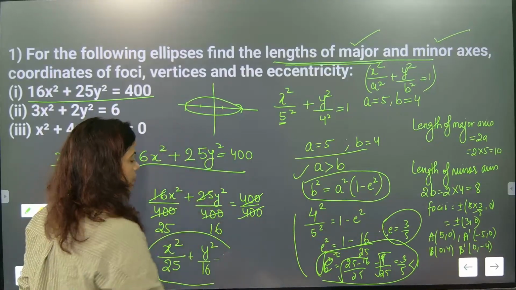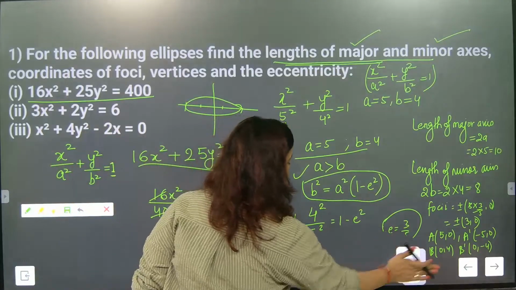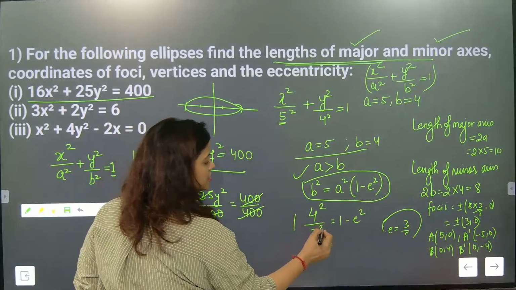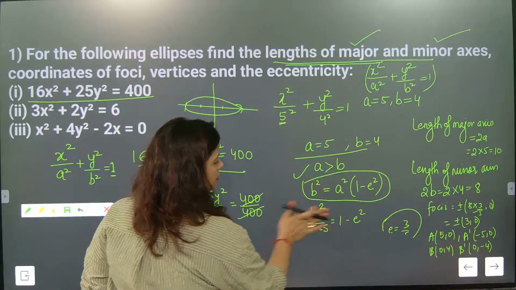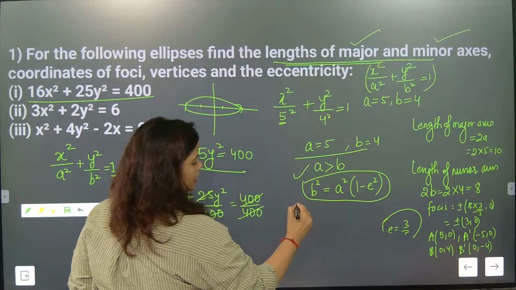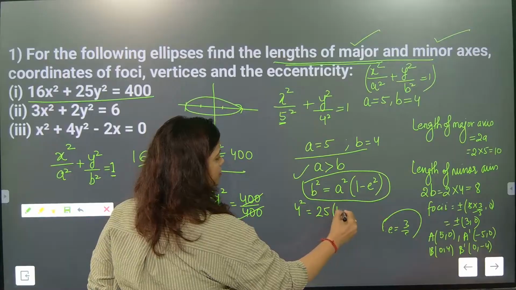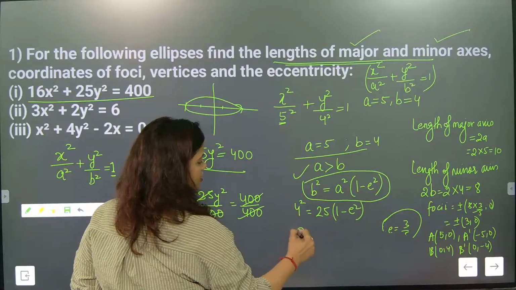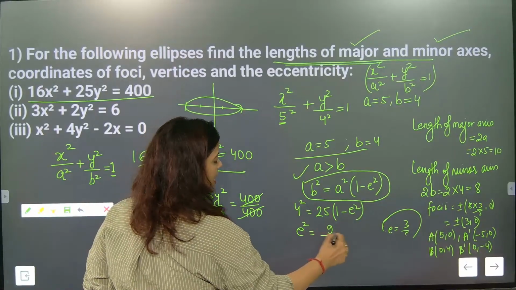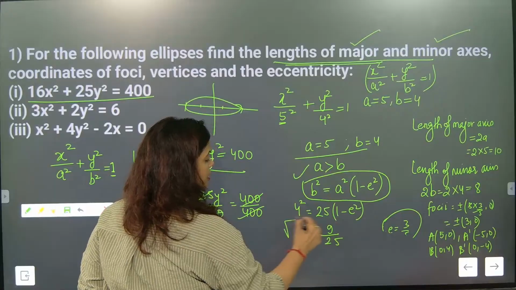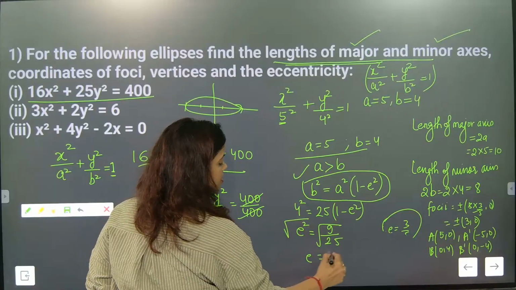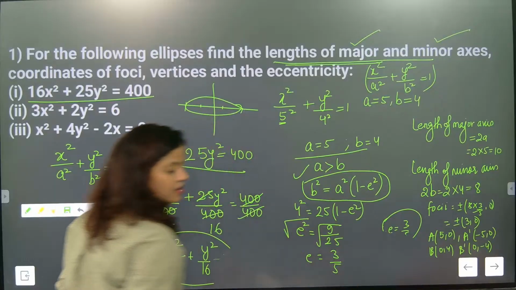Here one small thing was done wrong, it is my clumsiness. This is coming as 25. b is 4, so 4 square equals 5 square, that is 25, into (1 minus e square). So e square is coming as 9 by 25. You can take the root on both sides, so the eccentricity is coming as 3 by 5 after solving.